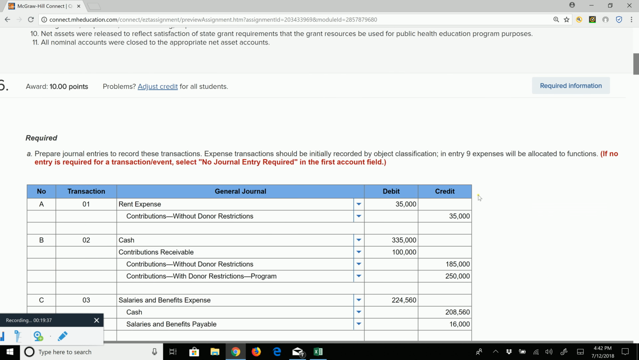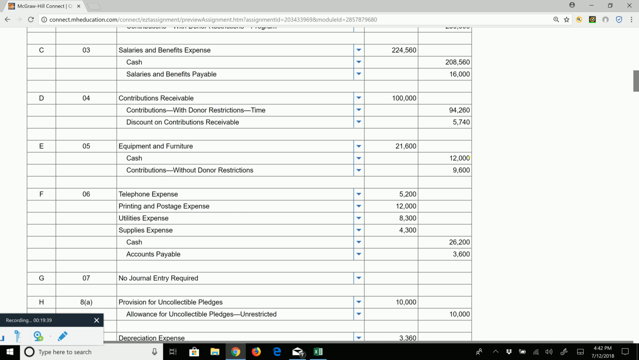So when the nonprofit receives the equipment and furniture for a total of $21,600, $12,000 of it was purchased in cash, so we'll credit cash. The other $9,600 was donated, and it's going to come in without donor restrictions, meaning we can use the fixed asset, the equipment, however we want. Credit contributions without donor restrictions.